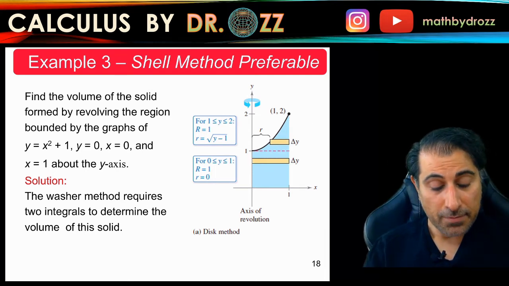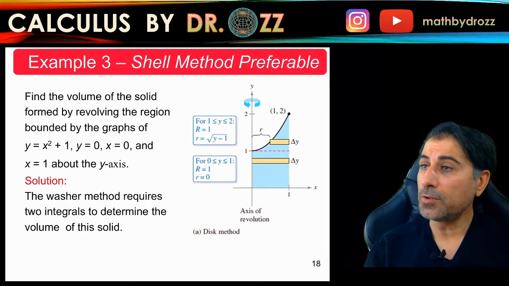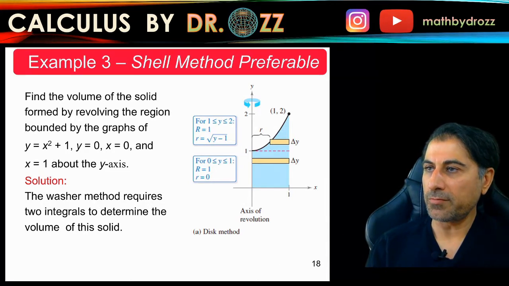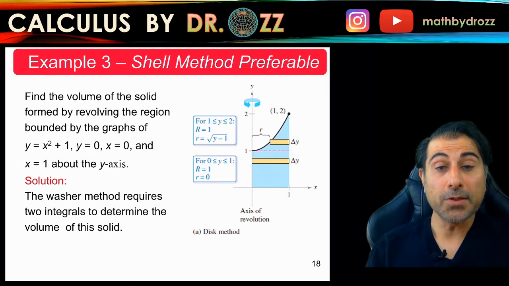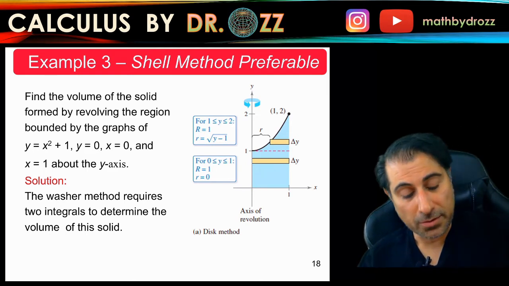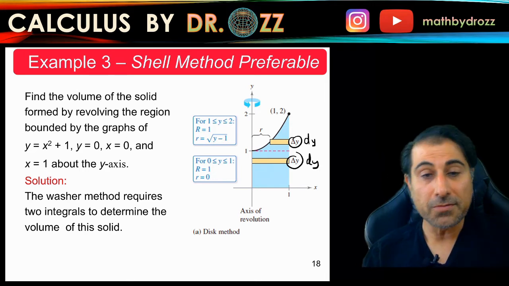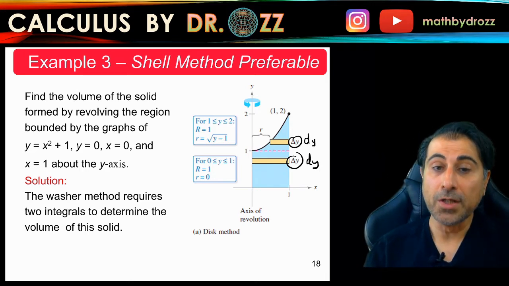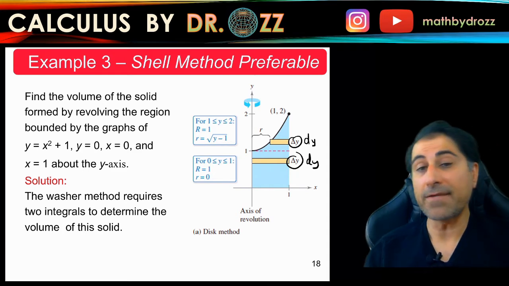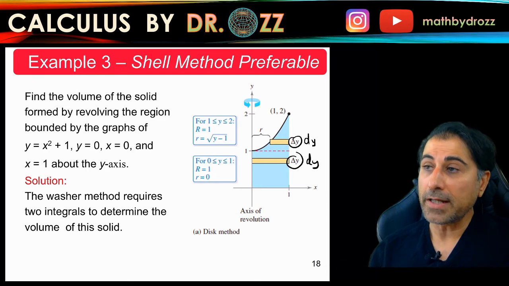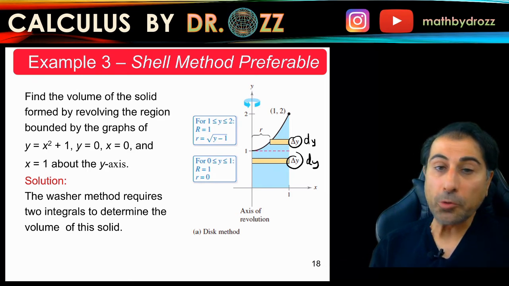Since we have two different setups, we split the region into two subregions. Remember that if you go with the washer method, we use the representative rectangles perpendicular to the axis of revolution. What that means is, for this case, the thickness is going to be dy. So everything has to be written in terms of dy. When I say everything, remember what we need in the washer method: we need the inner and outer radii. Those are supposed to be written in terms of y.